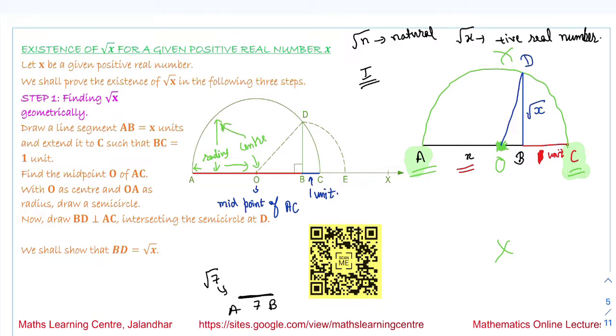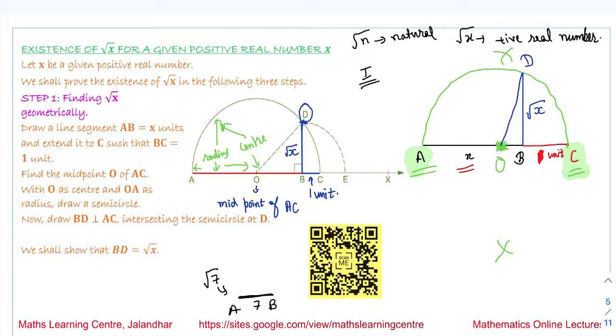Next step we are saying is, we are drawing a perpendicular at this point B. Where this perpendicular intersects this circle, we are calling this point D, and we are claiming that this distance BD is square root X.